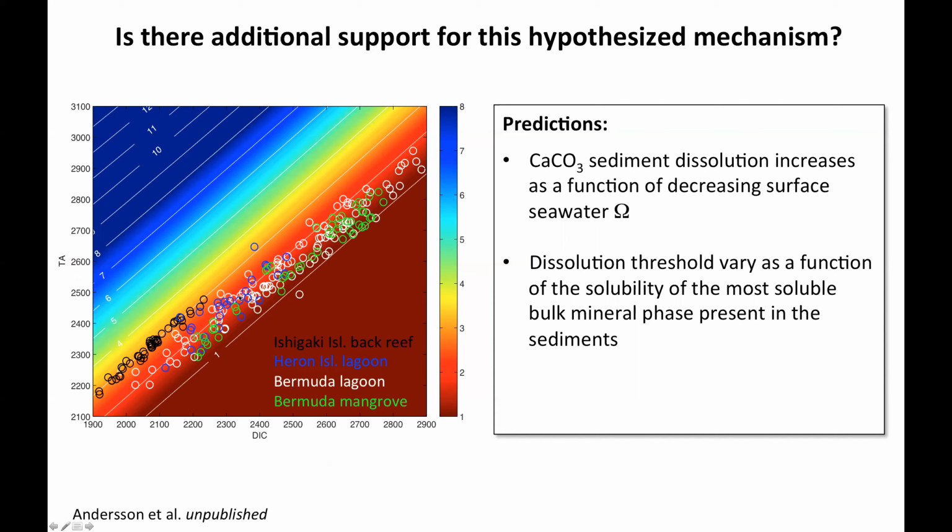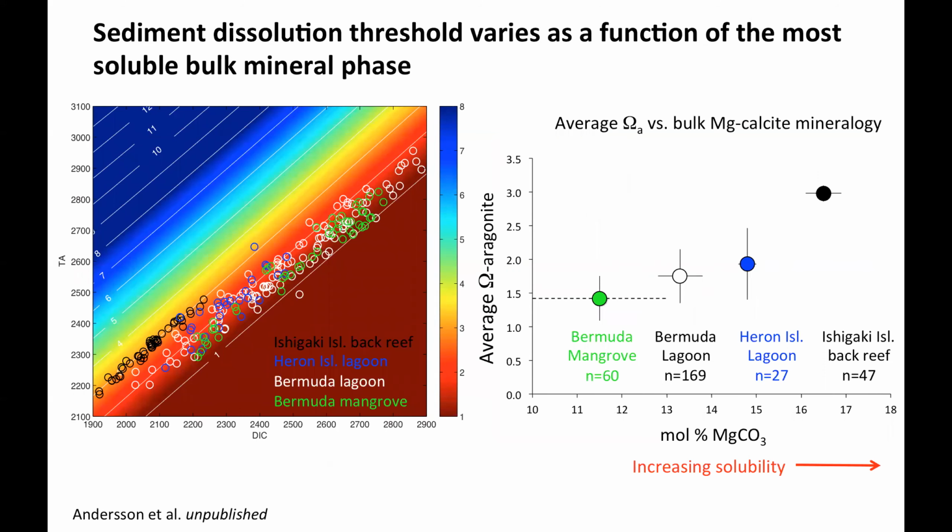different levels, essentially. If we then look at these data as a function of the mole percent magnesium carbonate of the average magnesium calcite in the sediment shown here on the x-axis, and the dissolution threshold of the average aragonite saturation state shown here on the y-axis, we can see that there's a trend of increasing aragonite saturation state as a function of increasing mole percent magnesium carbonate, or increasing solubility, which also supports the hypothesis.